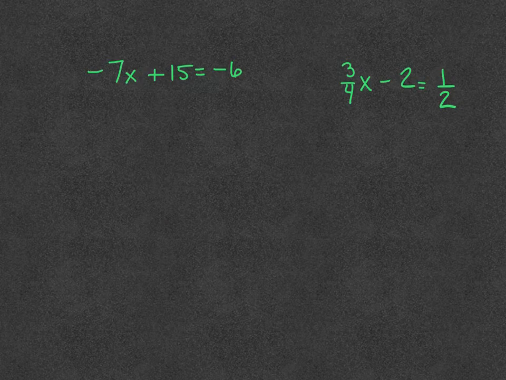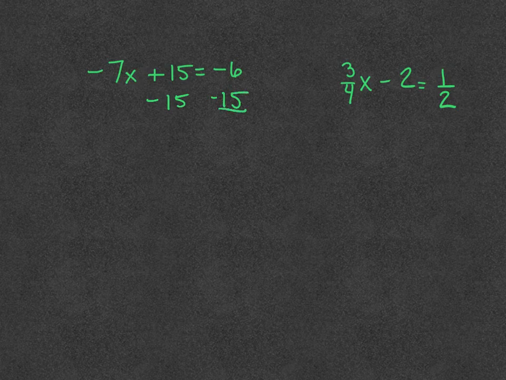All right, let's look at a couple more examples. In the first one, I have -7x + 15 = -6. So I need to isolate my x. I'm going to look at the constant first, which is +15. The opposite of +15 is negative 15. So I'm going to subtract 15 from both sides.